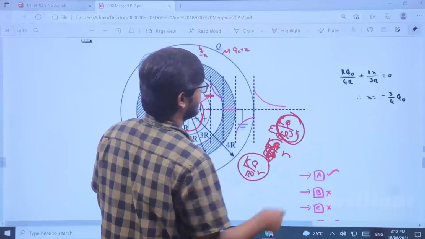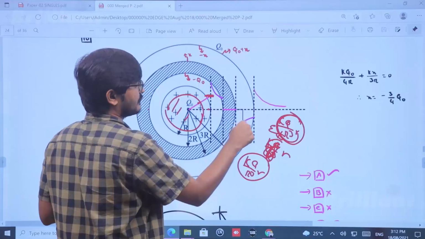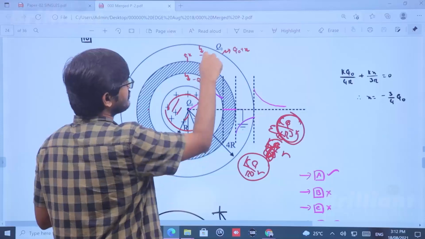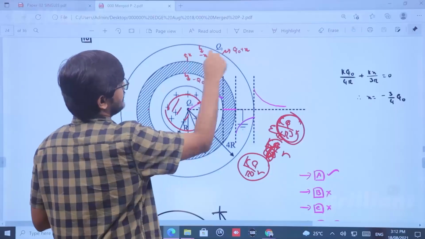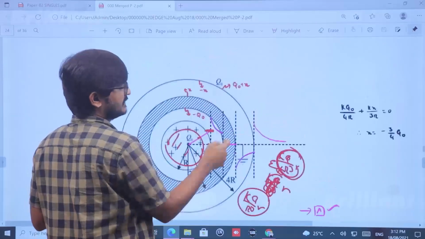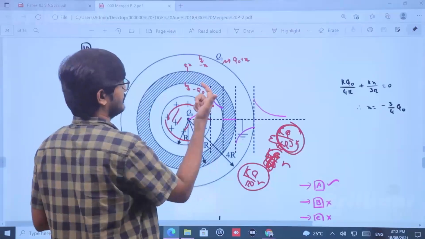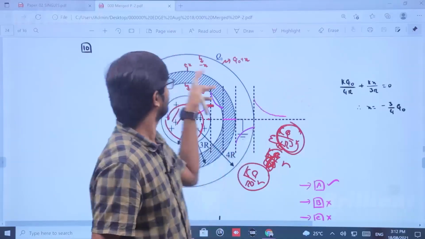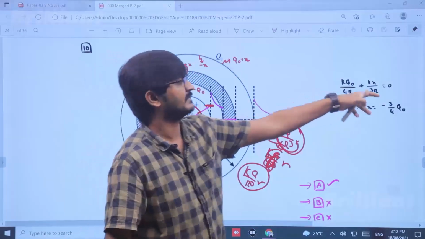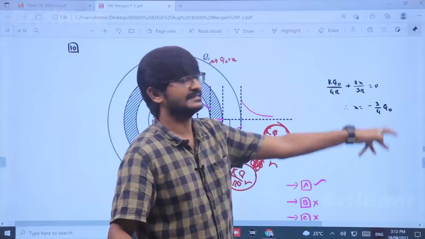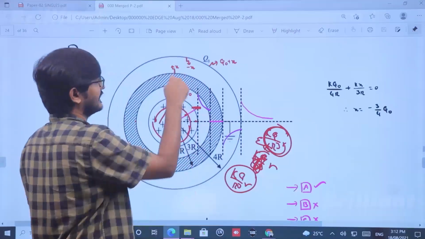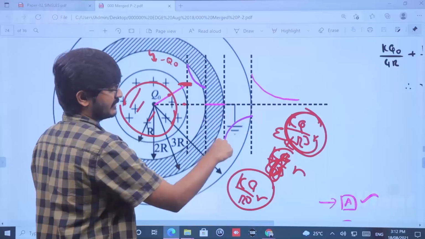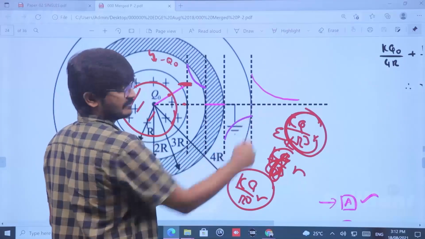For that, what I did here is, it is grounded, right? So I made this potential 0. So the potential here will be because of these three charges; the potential due to these two charges will be 0. You can watch the revision video for why that is, if you don't understand. So the potential due to these two summed is kq0 by 4r, and the potential due to this charge is kx by 3r. When you calculate it, you will get that x is a negative charge. So basically x is negative. When x is negative, the field here will be attractive, so it will be negative, right? And it will be decreasing in magnitude.